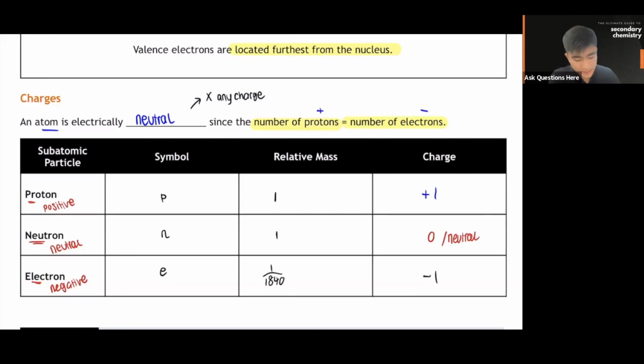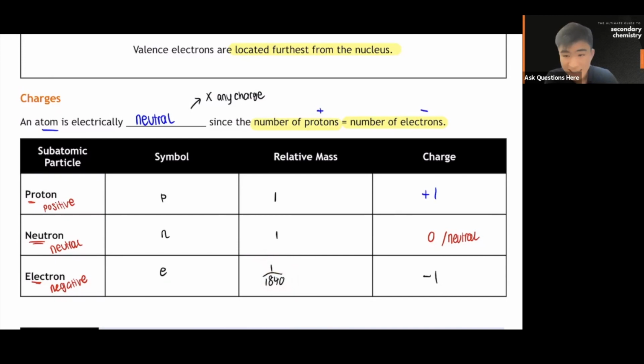Now, you can see over here that the relative mass for proton and neutron is 1 and 1. So this means that proton mass is the same as neutron mass. But you realize over here that electron mass is 1/1840. Now, what does this value mean? This means that I need 1,840 electrons to have the same mass as 1 neutron. This means that the electron is very light, very light. So small, it's like a very, very small fraction.